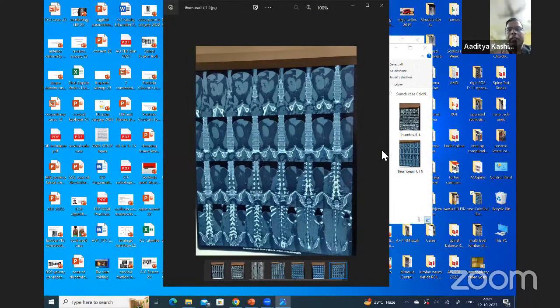Sir, wanted to make one comment. Can you just highlight that T2 weighted MRI picture of that case? Sorry, I just stopped sharing. Okay.